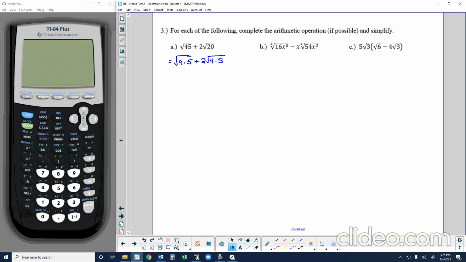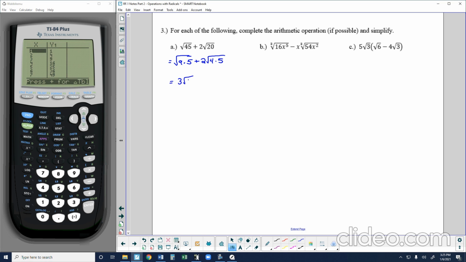The reason that I want to rewrite those as those factors is because 9 you can square root. So again, if you needed that list, we would hit y equals, type in x squared, and then in the table under the y column we see all the perfect squares. So 9 would be a factor of 45. 4 would be a factor of 20. We want to make sure we factor those, and then we can simplify.